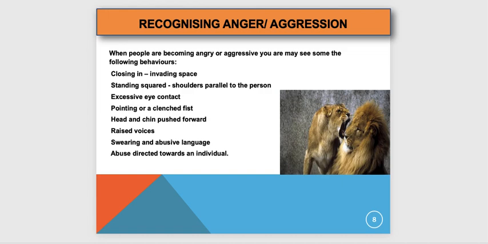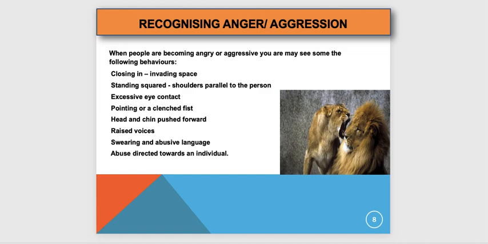Raised voices. That's the first thing you do. You shout. They do it from an intimidation perspective. Look at that picture of two lions. What's the first thing that they do when they get angry? A dog barks. A lion will roar. That's the raised voices. Swearing and abusive language. Their language will become completely different. They will start swearing at you. They'll start being abusive towards you, finding something about you. And last but not least is abuse directed towards an individual. That person's this, or you're that. Like I said before, that's the attitude side of it. So that's recognising the aggression.